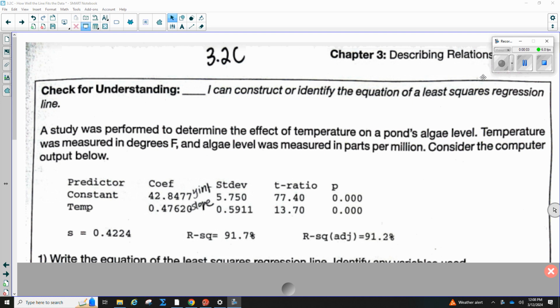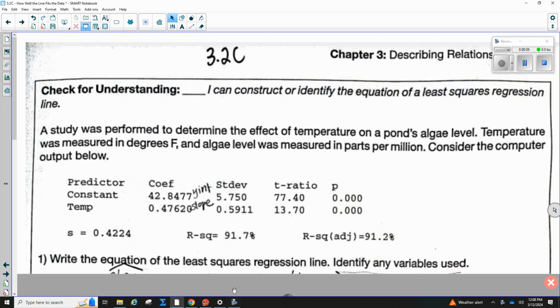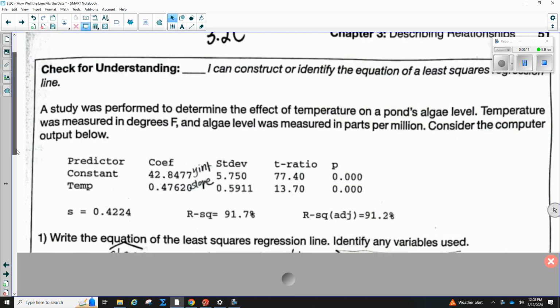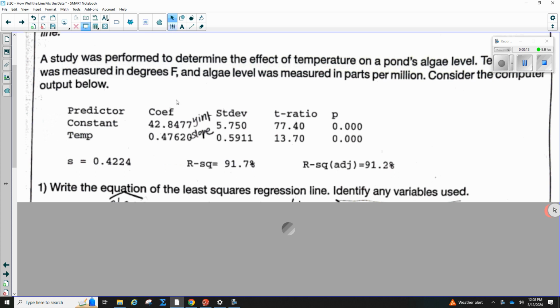All right, you guys, hopefully everyone had a chance to do the 3.2C worksheet. So let's write the equation of the least squares regression line and identify the variables. You have to be able to identify the y-intercept and the slope. It always goes in the order a, b, where a is your y-intercept and b is your slope.